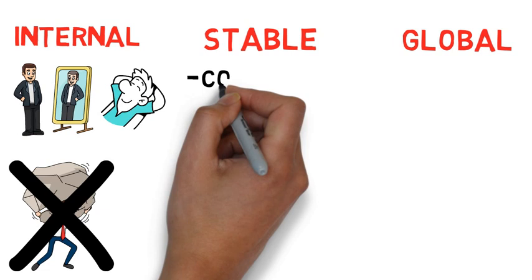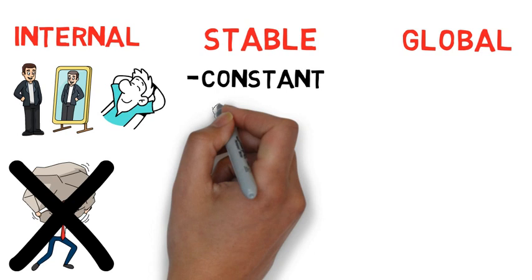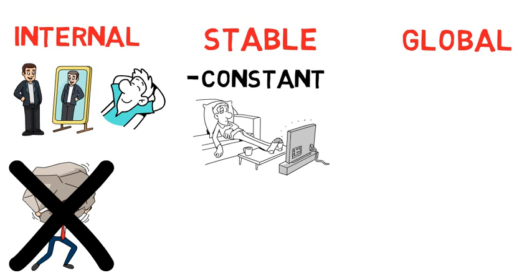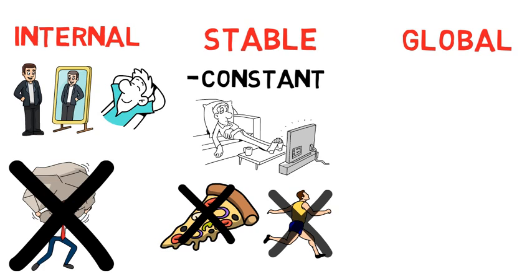Stable attribution doesn't change over time or across situations. Believing you failed because you're a lazy and unmotivated person is a stable attribution. Your food and exercise intake would not be a stable attribution, because you can change the amount and types of food you eat and the amount and types of exercises you perform.